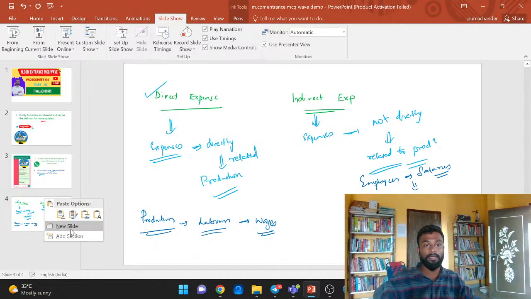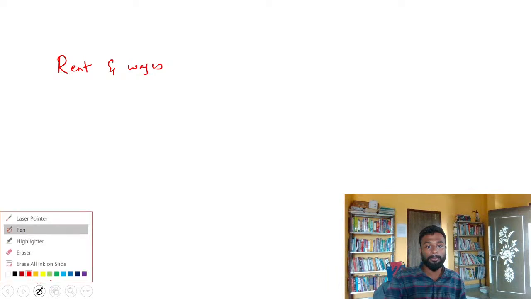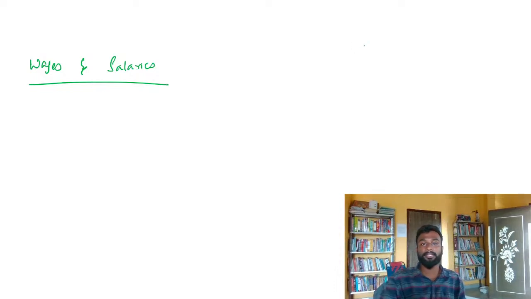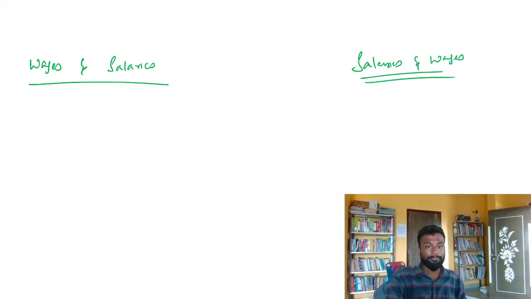Sometimes a question may ask you about items like rent and wages. See, sometimes he may ask you like this: wages and salaries, or salaries and wages. Very much important. Wages, what does it mean? Wages and salaries, salaries and wages. Is there any kind of difference?